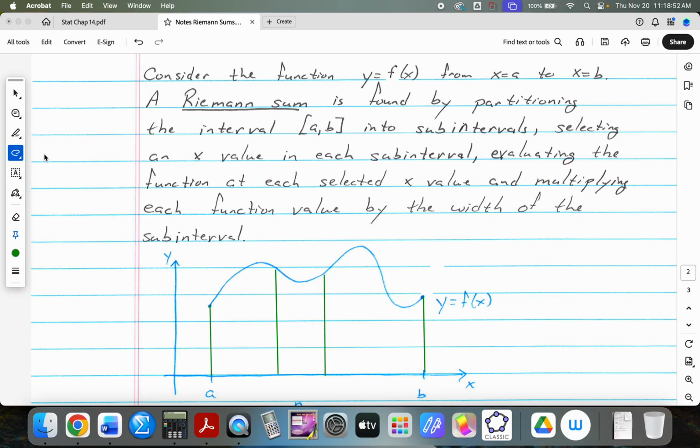And then, again, unless you're directed to use the left side or the right side or the midpoint, you can pick any point you want inside of it. So I'm going to pick this point and call this one x1. And let's go over here and I'll call this one x2. And it doesn't matter where it is, I'm going to call this one x3.